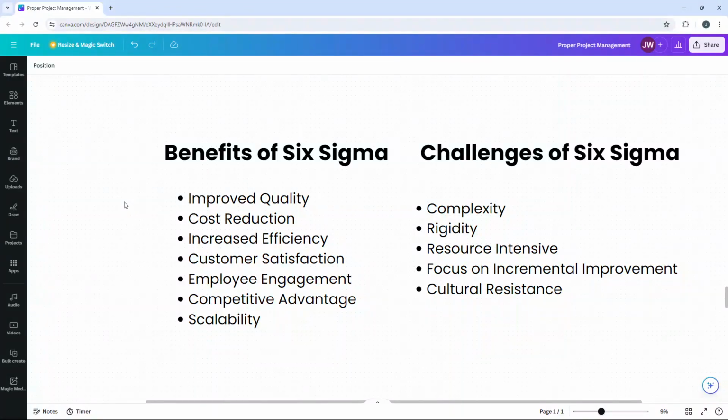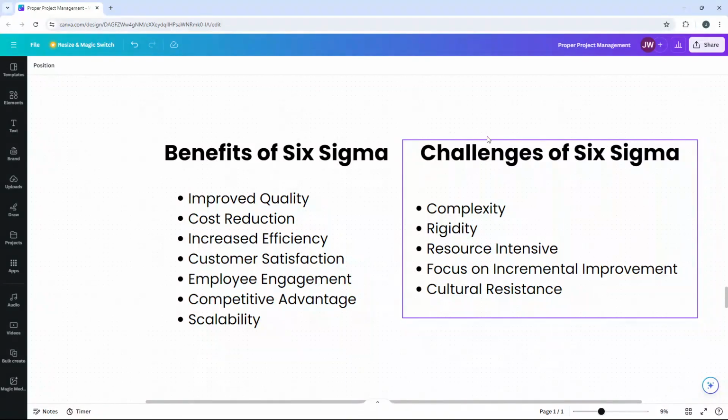You will typically see more engaged employees because they have clear roles and there is a data-driven decision-making approach. This can give organizations a competitive advantage. Six Sigma provides a strategic edge by improving the performance and productivity of the team and the organization in general. And also, Six Sigma can be scaled. It is applicable across various industries and it is adaptable to different organizational sizes.